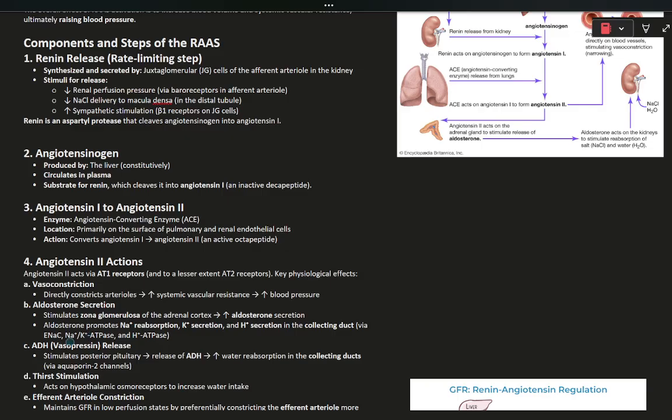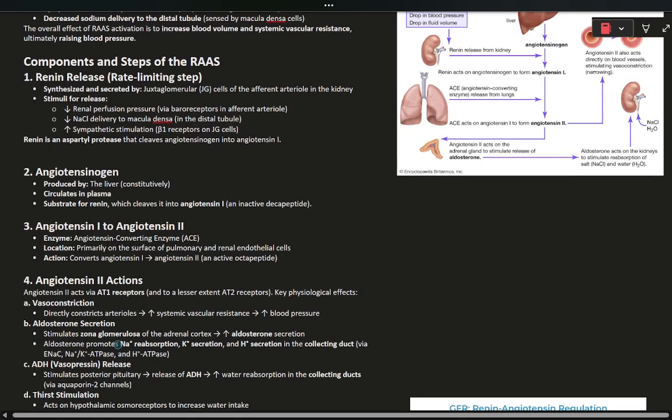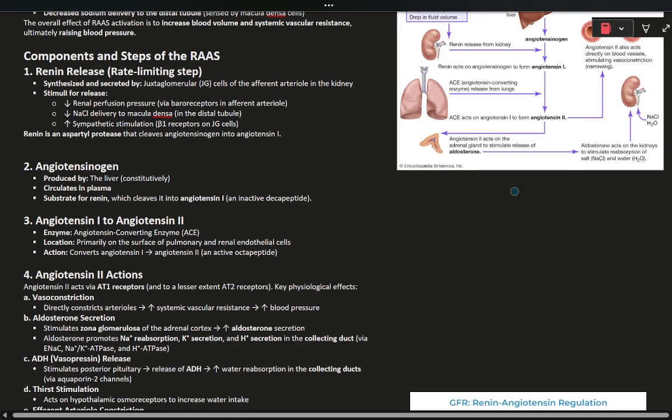Likewise, the reabsorption and the secretion of potassium, or the sodium potassium exchange, requires the consumption of ATP. And we can see it over here that aldosterone is necessary for stimulating reabsorption of salt, technically sodium ion, and then water.